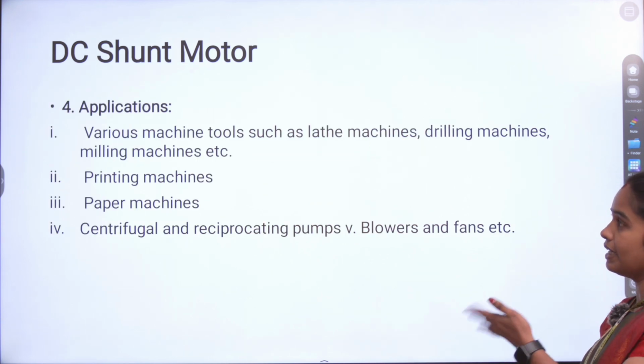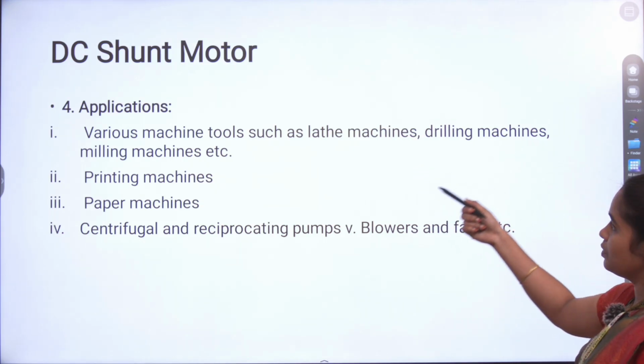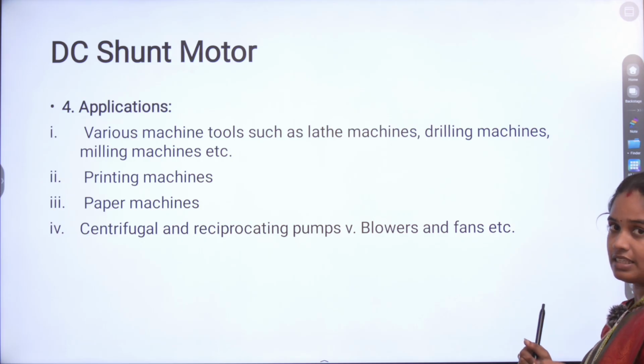And this is the application of DC shunt motor. This lathe machine, drilling machine, milling machine and paper machines, these are the applications of DC shunt motor.